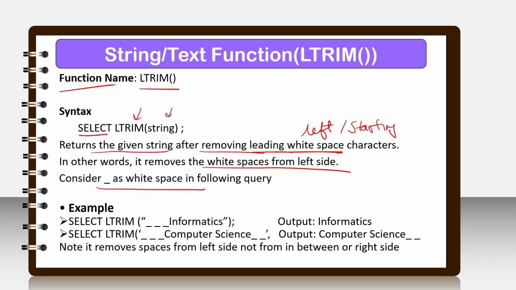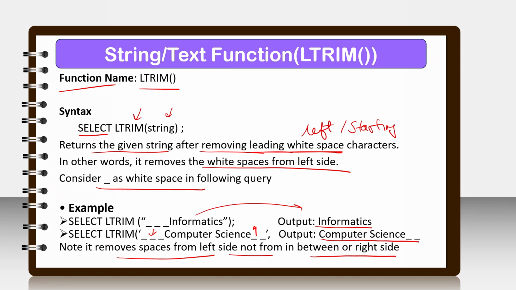So SELECT LTRIM, if you are writing 3 spaces that you have given, then it returns 'informatics'. It will remove all these spaces and give you 'informatics'. We can check this LTRIM with the help of the LENGTH function, because the length function counts spaces as length. Same way here we are providing LTRIM. It will remove these spaces, but it will keep these spaces. Here you can see the result. Note it removes spaces from the left side, not between or right side.